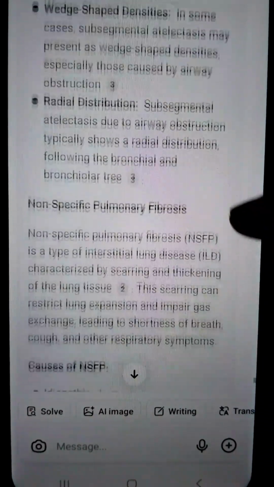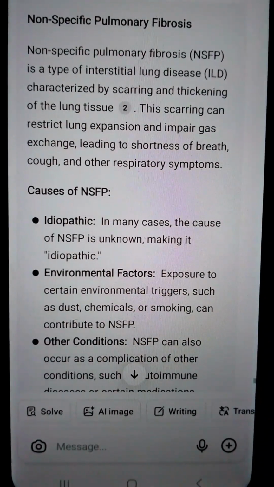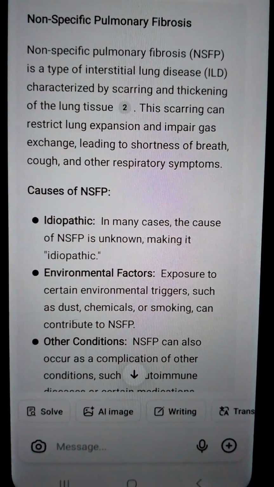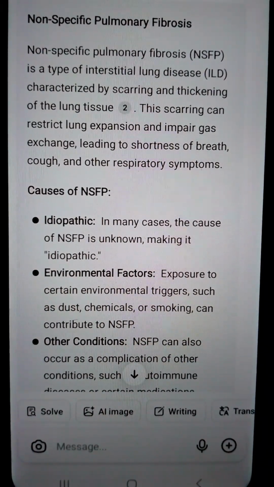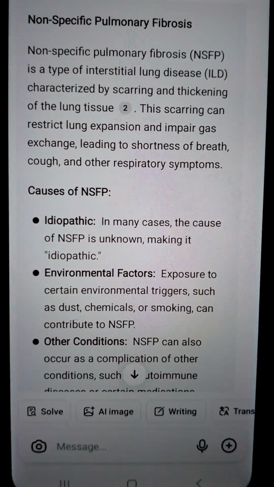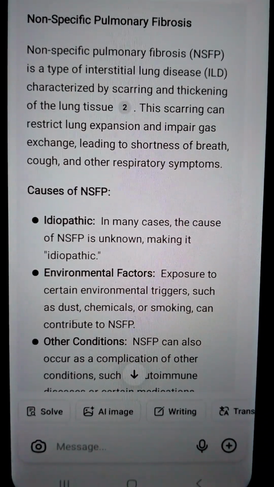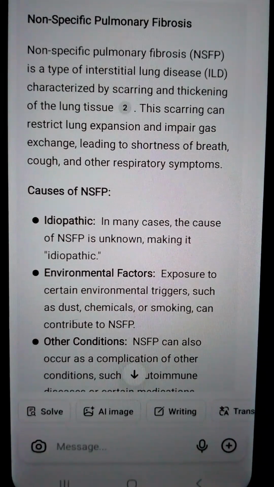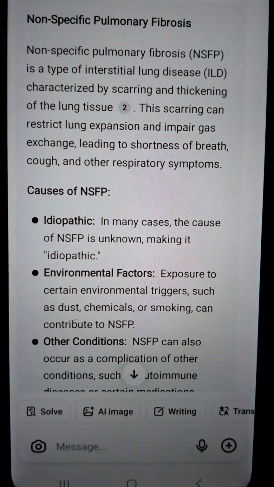Nonspecific pulmonary fibrosis. Nonspecific pulmonary fibrosis is a type of interstitial lung disease (ILD) characterized by scarring and thickening of the lung tissue. This scarring can restrict lung expansion and impair gas exchange, leading to shortness of breath, cough, and other respiratory symptoms. Causes of NSFP.